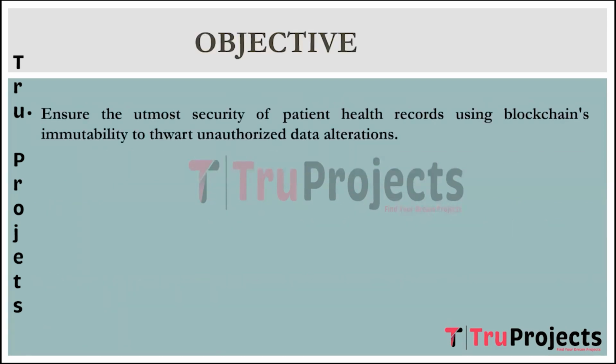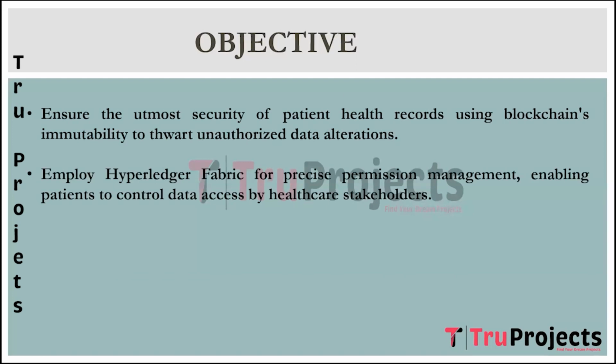Coming to the objective, the goal of the project is to implement blockchain technology with immutable transactions, making it extremely challenging for unauthorized parties to alter or modify patient health records, thereby enhancing data security. The goal is to utilize Hyperledger Fabric permission-based API to enable patients to grant or revoke data access to specific users, including doctors, insurance companies, and government agencies, with the overarching objective of giving patients full control over their health data.